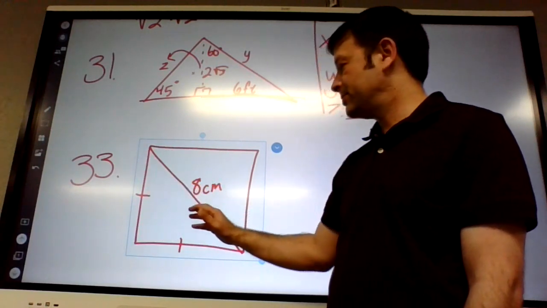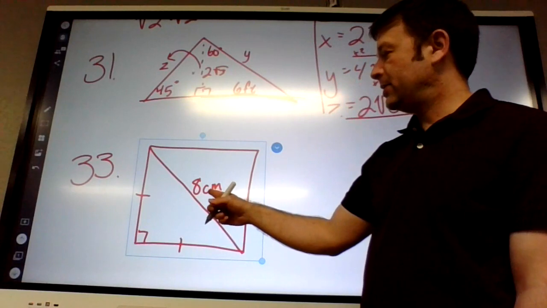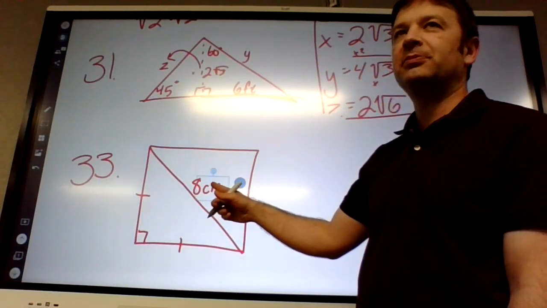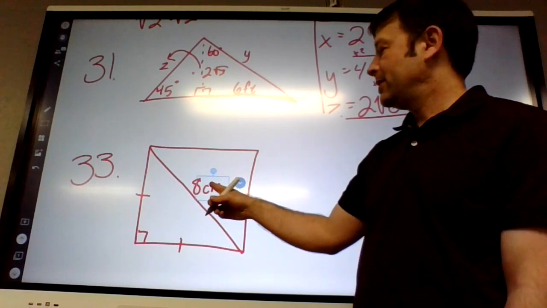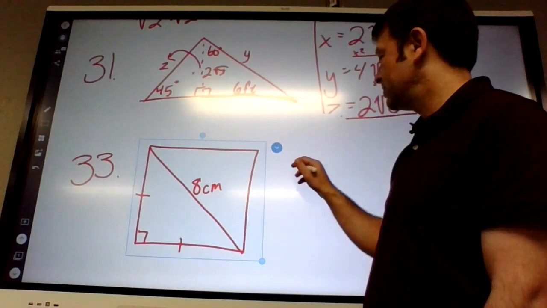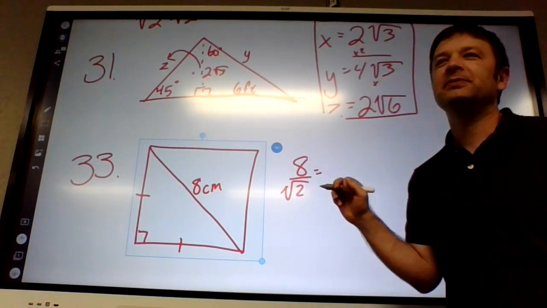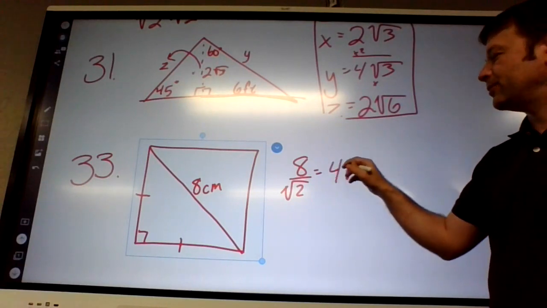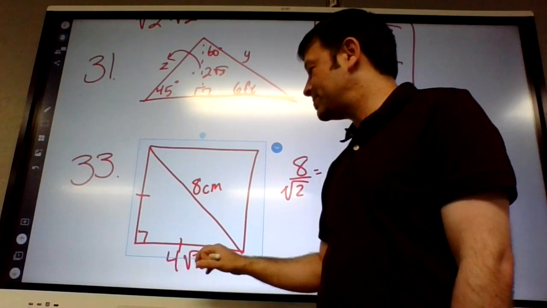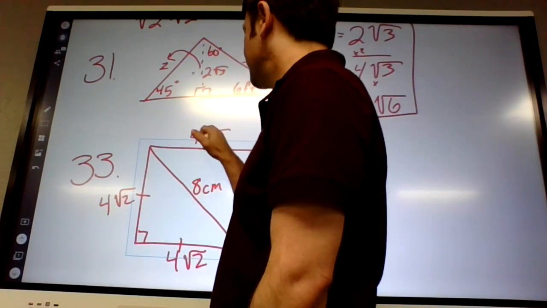What kind of triangle did I make here? How do you go from the hypotenuse? 45, 45, 90. How do you go from the hypotenuse to a leg? You guys know what that's going to be without a calculator? 4 square root of 2. Yeah, 4 square root of 2. Okay, so this is a square, so that means everything is 4 square root of 2.